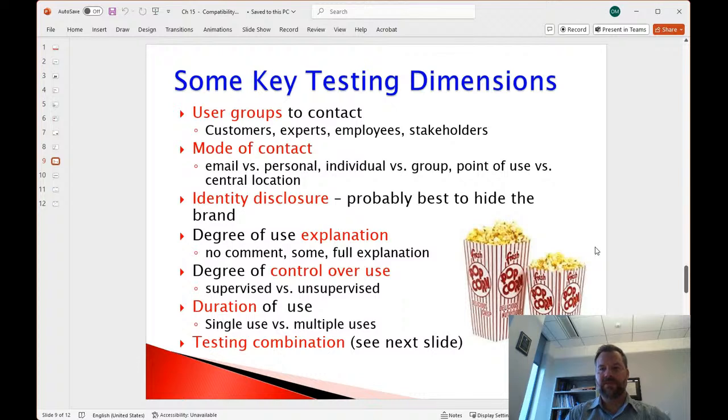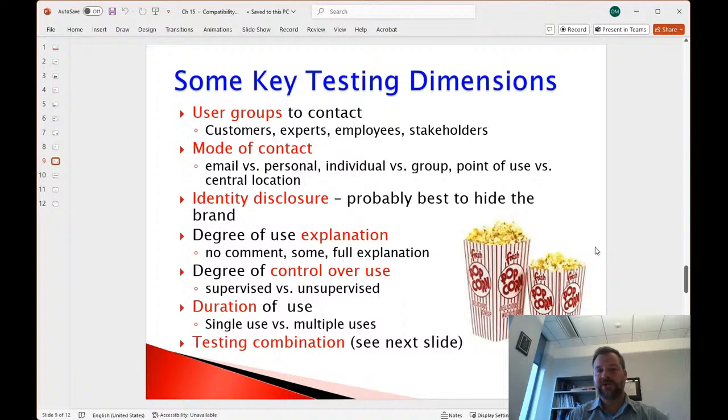Some other dimensions of testing that are important: who's the user group? We sort of already talked about that. If it's customers, employees, or testers, how are you contacting them? Are you doing email or personal? Are you testing it at a store or some sort of third location?